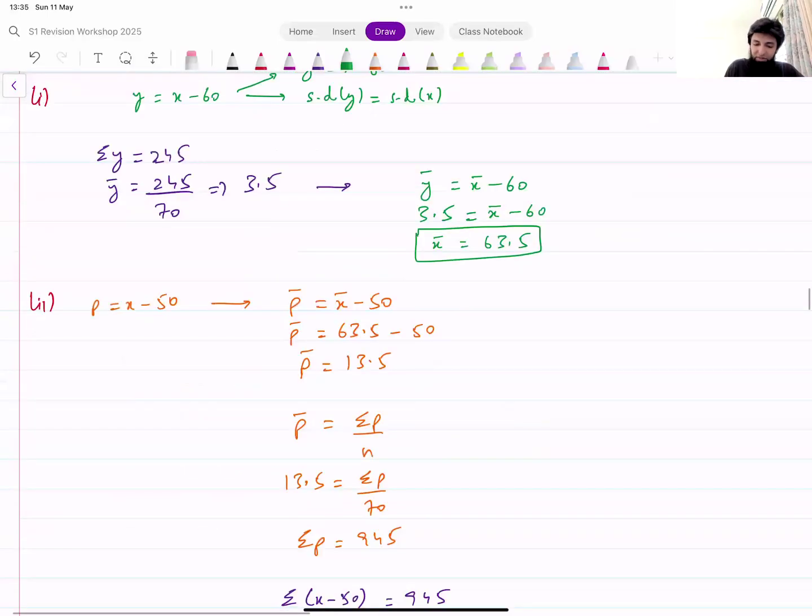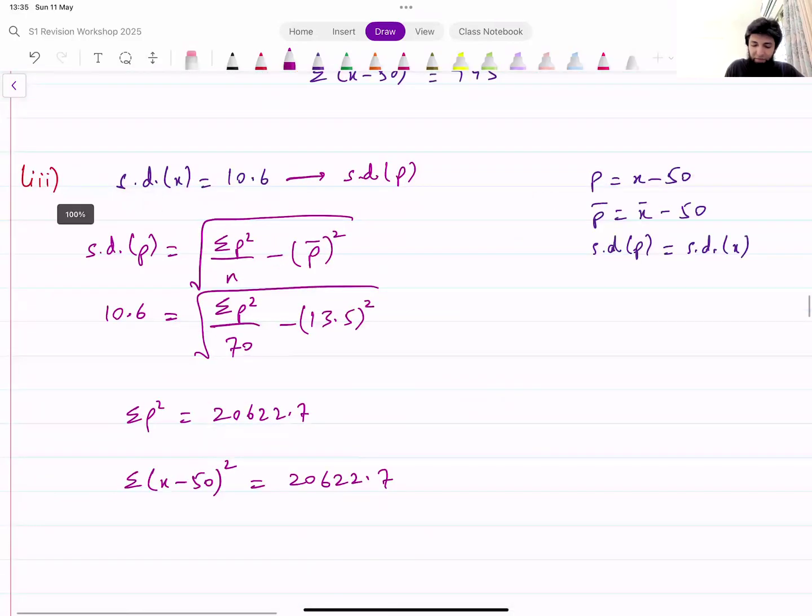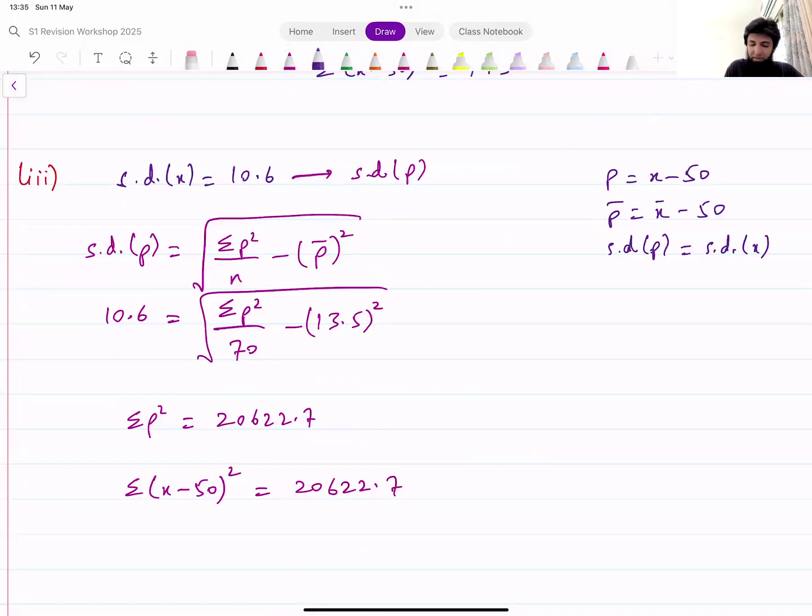We are given that this is 10.6. So what we can do is we can say standard deviation of p is equal to the square root of sigma p squared divided by n minus p bar whole squared. Right? Just input values in this.